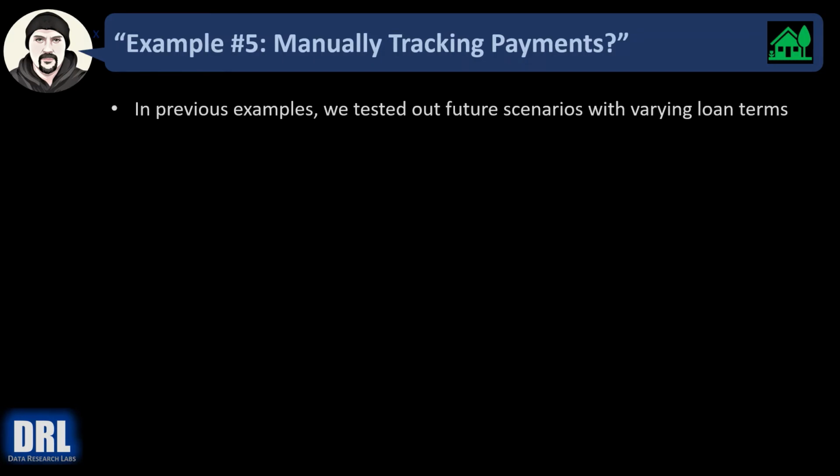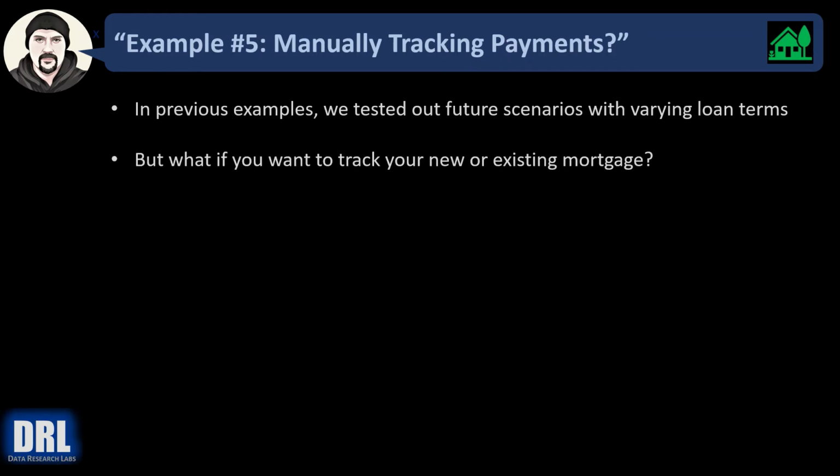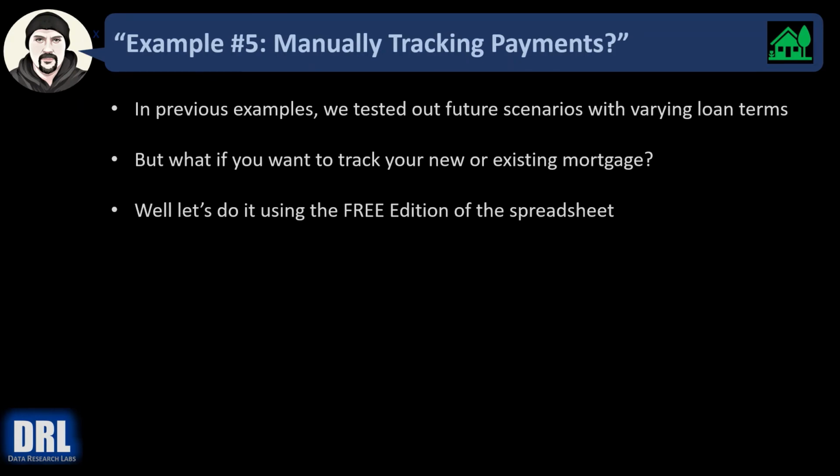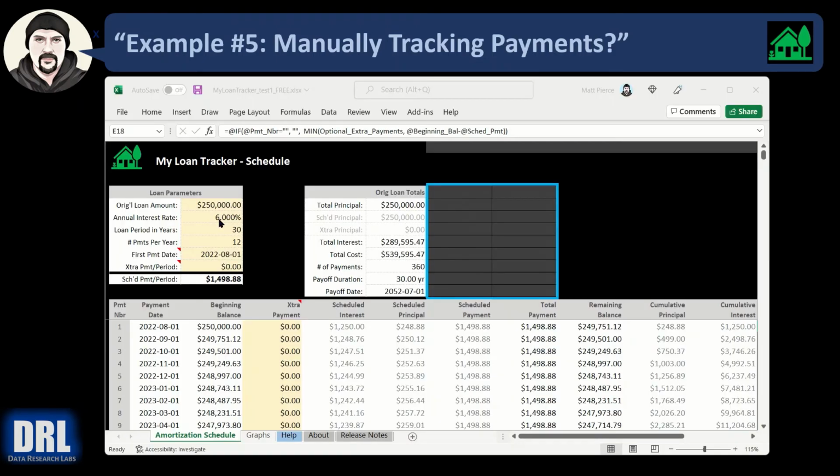Example number 5, manually tracking payments. In the previous examples, we tested out future scenarios with varying loan terms. But what if you want to track your new or existing mortgage and put in the actual prepayments that you made and loan terms? Well, let's do it using the free edition of the spreadsheet. Here's the spreadsheet. We're using the same loan terms as before, $250,000, 6% interest, 30-year fixed.